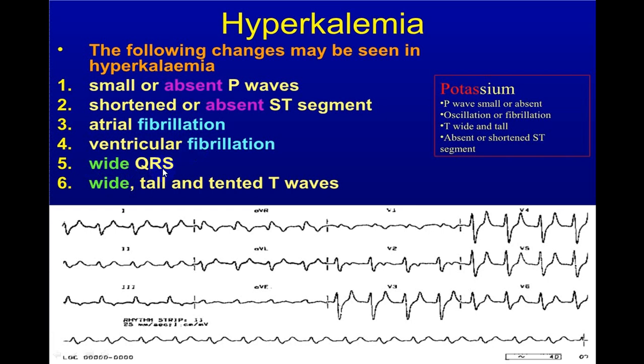But you will get a wide QRS complex. QRS complex will become wider and wider, and it will be along with tall and tented T wave. And when it combines together, we call that a sine wave. We'll show you that. You can see here, this is a broad QRS complex.